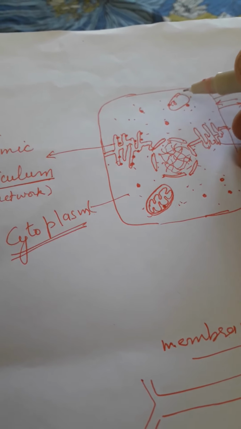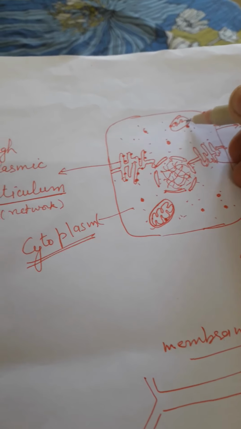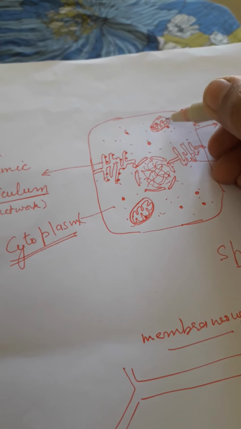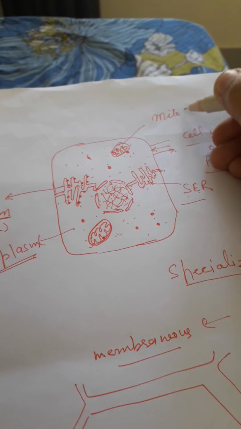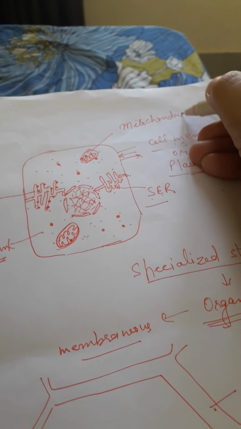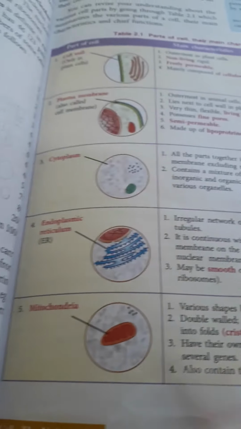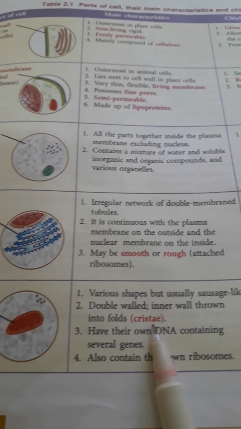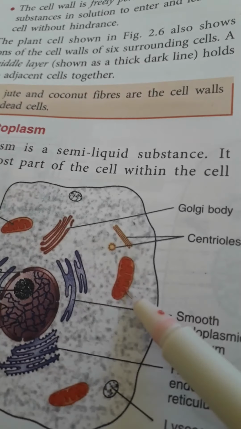This is the outer membrane, and now the inner membrane. The inner membrane of mitochondria is folded. It has numerous folds, and these folds are called cristae. Let us write down here: this is mitochondria. In your book, they have shown mitochondria, the double-walled structure with the inner wall thrown into folds, and the folds are called cristae. They have drawn it like this.